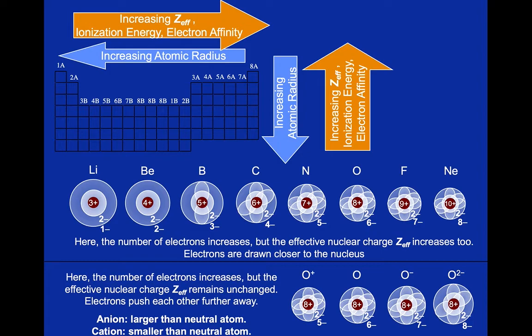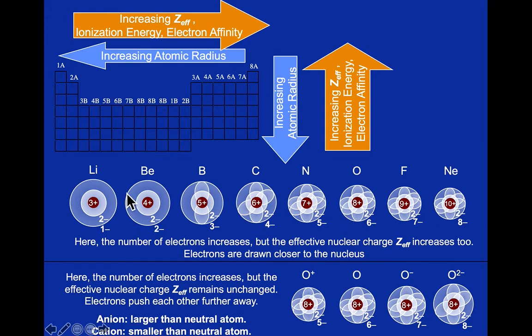All right, well here's all of the trends together. And only one of them is the opposite of the others. The largest atom is the bottom left-hand side of the periodic table. So the atomic radius increases from right to left and increases from top to bottom. All three of the other trends, effective nuclear charge, ionization energy, and electron affinity, increase from left to right and increase from bottom to top.